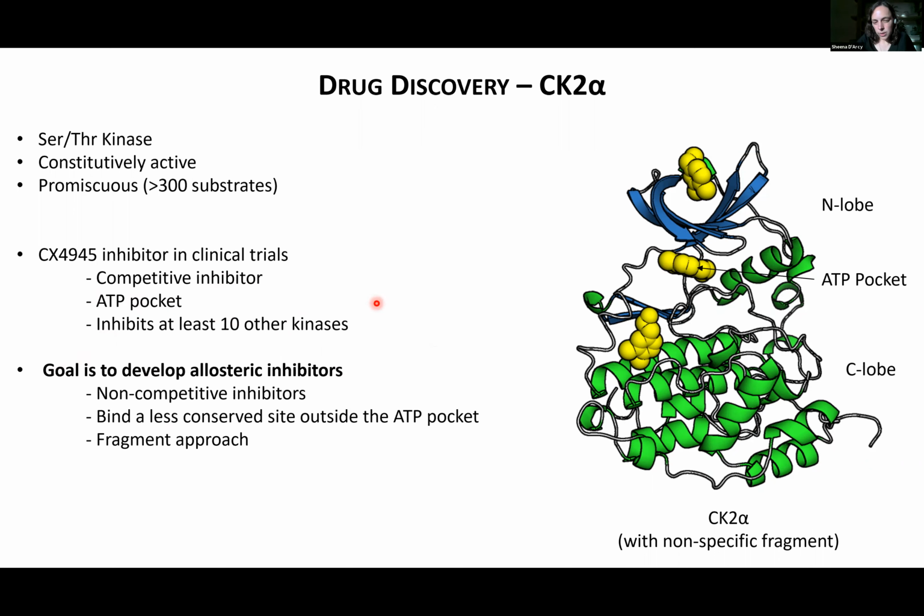The goal of the project was thus to develop allosteric inhibitors. And by allosteric inhibitors, I mean non-competitive inhibitors that are binding somewhere else on the kinase outside of the ATP pocket. And this other pocket will typically be less conserved amongst all of the other kinase family, leading to a reduction in these sort of off-target effects. Now, one strategy to do this is use a fragment-based approach. So where you start with really small molecules, figure out where they bind, and then link them together.